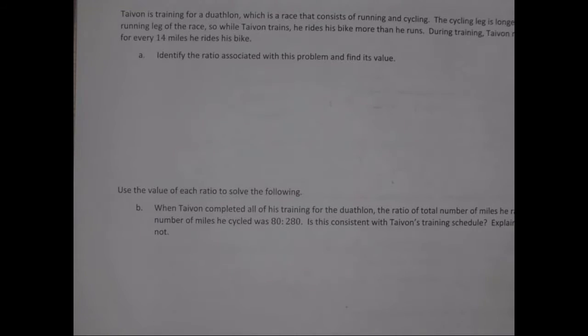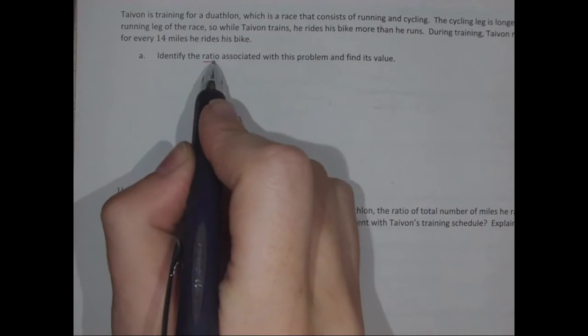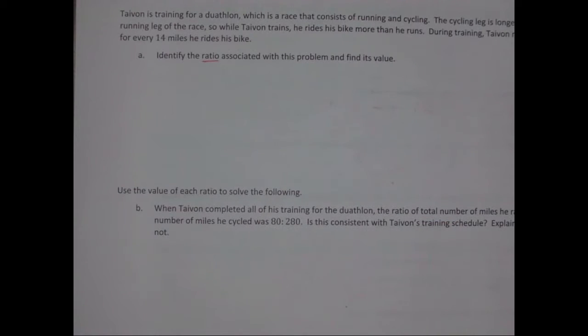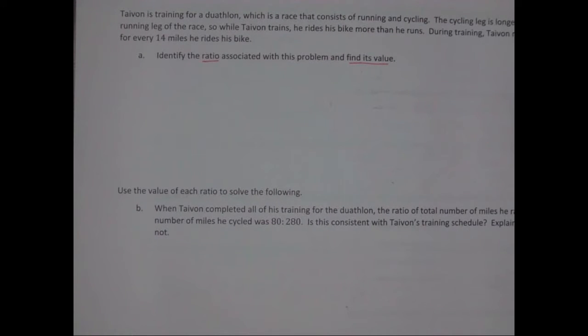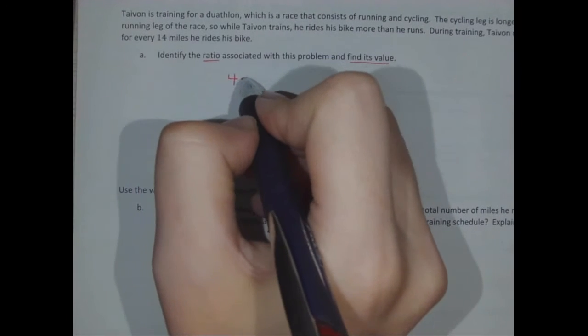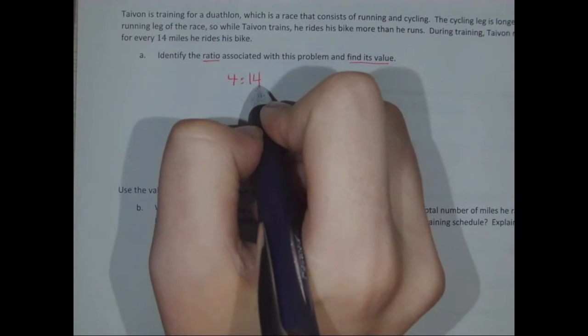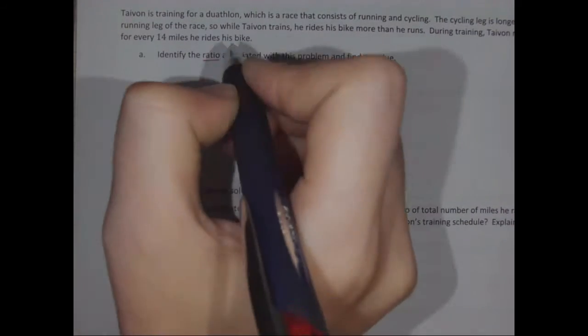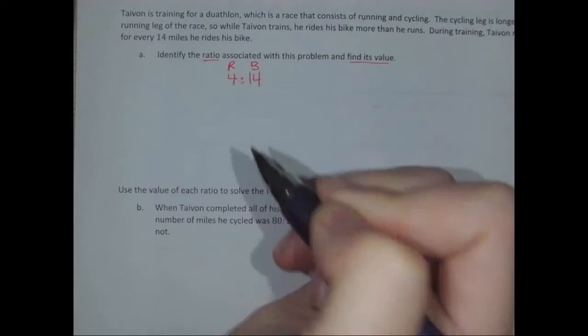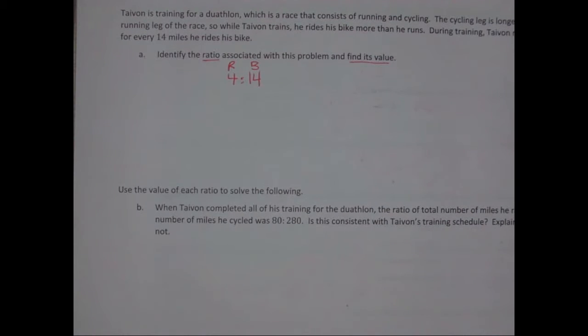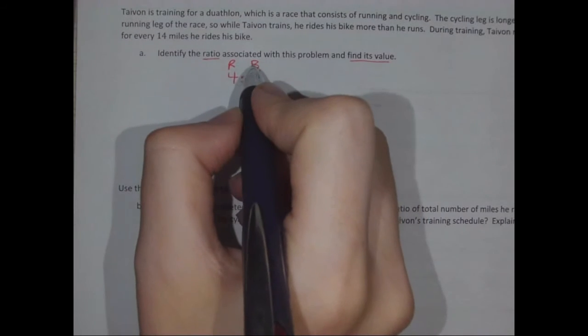Okay. The first part says identify the ratio associated with this problem and find its value. What part of this problem sounded like a ratio when you read it, Julie? 4 for every 14. And that's 4 miles that he runs for every 14 miles that he rides his bike. So I labeled it with an R and a B. Okay?